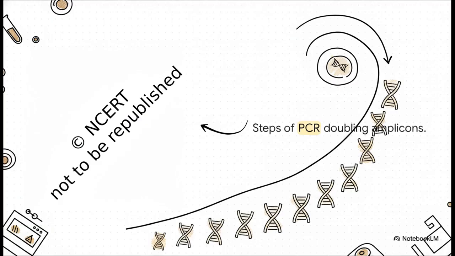Every single time you run through those 3 temperature steps, the number of DNA copies, which we call amplicons, doubles. It's an exponential curve, 2 to the power of n. Cycle 1 gives you 2 molecules, cycle 2 gives you 4, then 8, and so on. If you repeat this for just 25 to 30 cycles, you literally turn a single strand of DNA into millions or even billions of perfect copies in just a few hours.